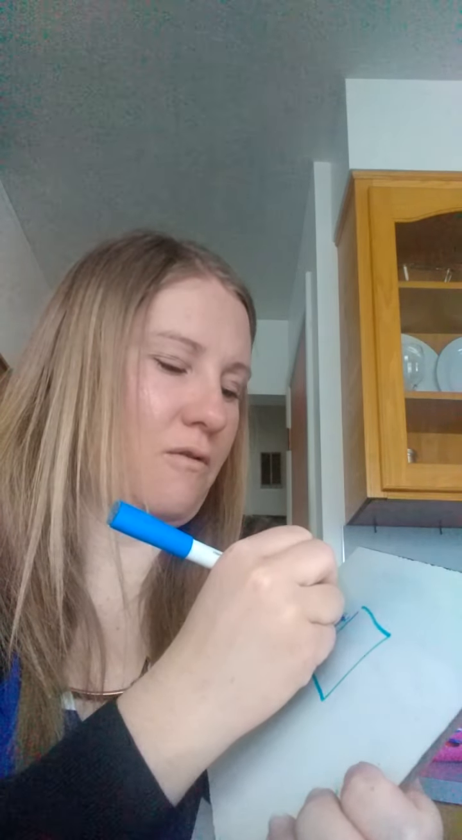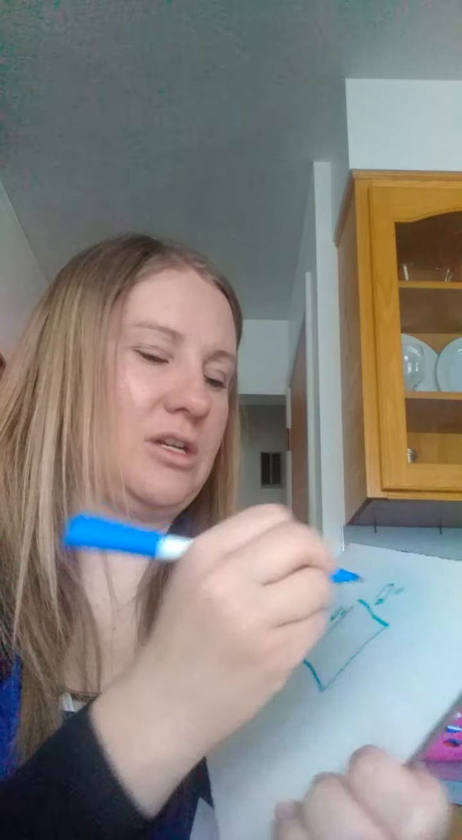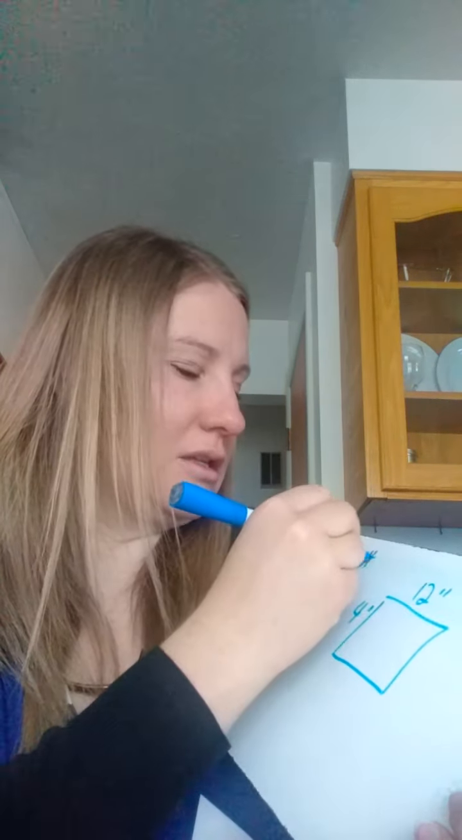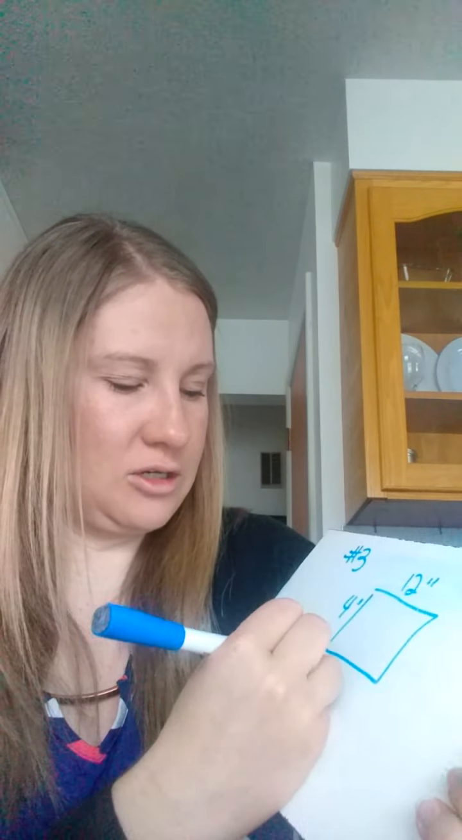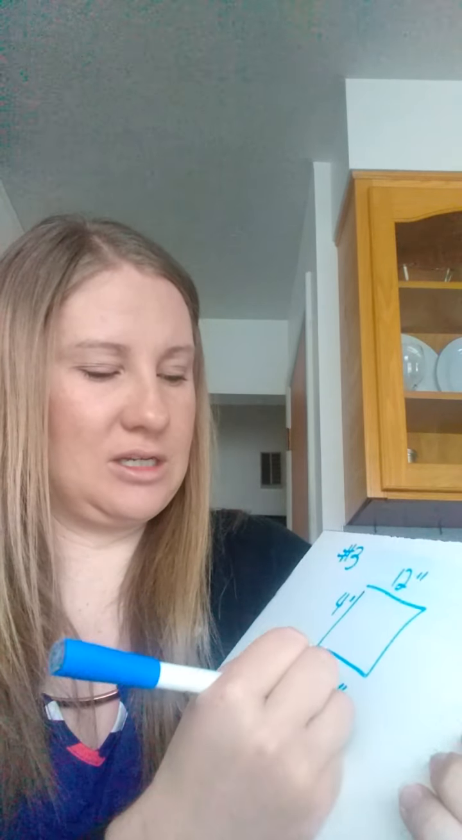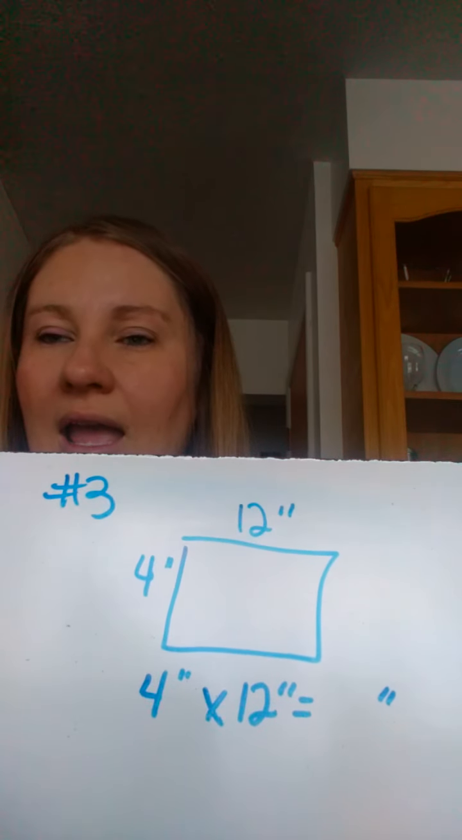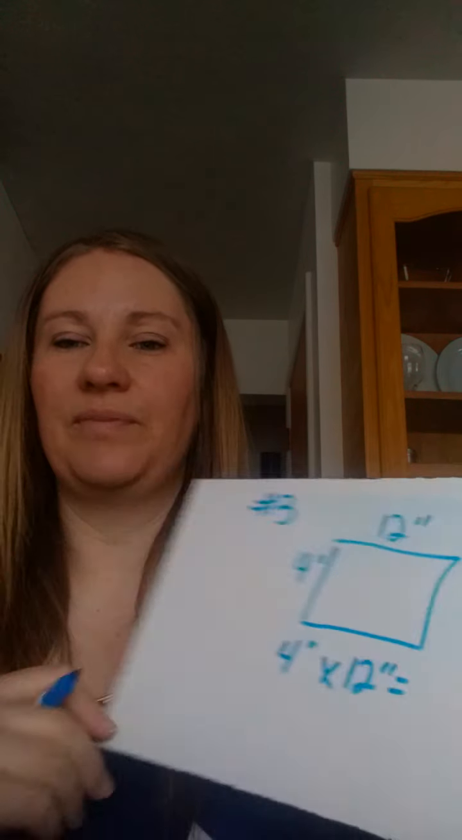What is the area of a rectangle with the length of 4 inches and the width of 12 inches? So it's the same rectangle, 4 inches times 12 inches to get the area. The last one was the perimeter. This is number 3. So you'll go 4 inches times 12 inches equals how many inches? So there, it's set up for you. You can multiply and decide what that is.